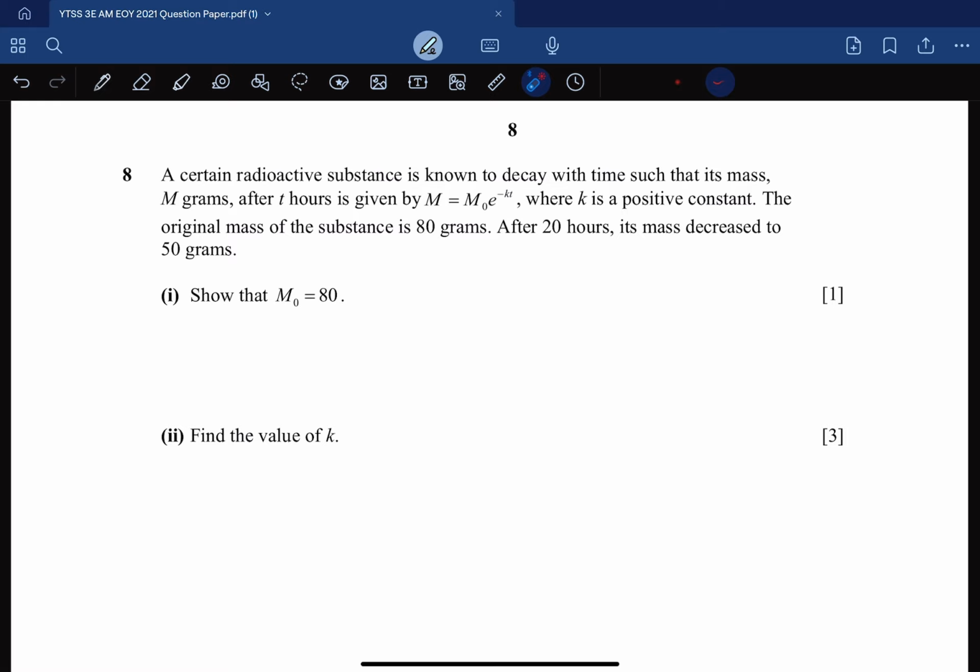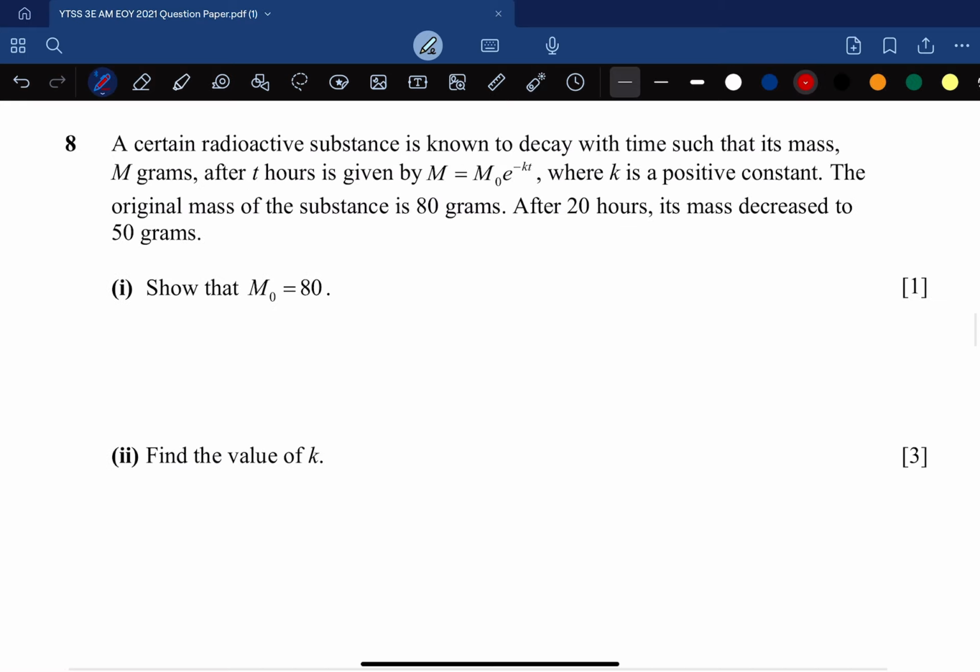So what does that mean? Original mass means that when t is equal to 0, we know that M is equal to 80. So let's sub this into our equation. We know that 80 is equal to M naught e power negative k times 0, which is equal to 0. Therefore, e power 0 is equal to 1. Therefore, M naught is equal to 80. Okay, very simply, we have shown part 1.